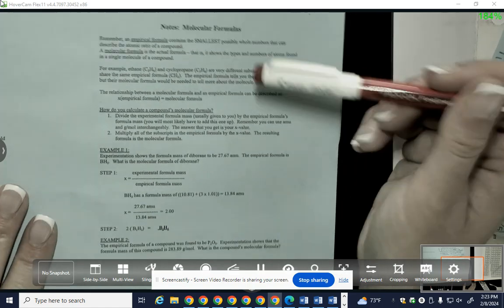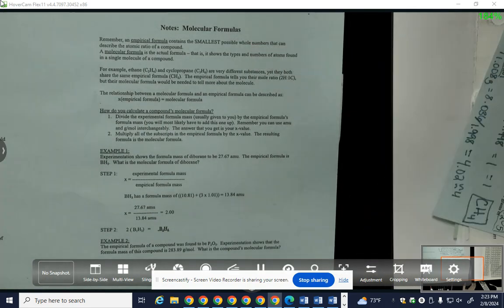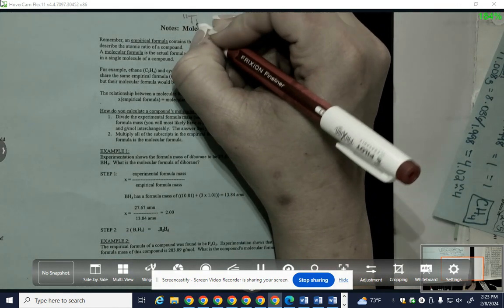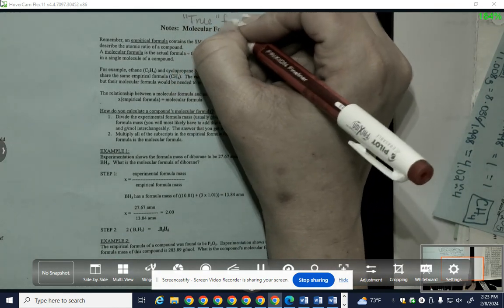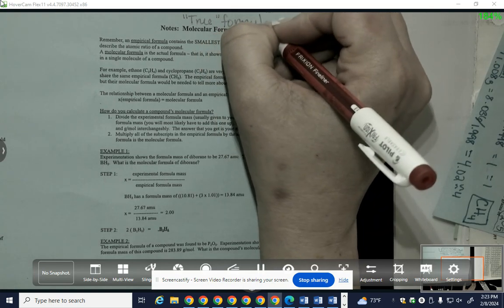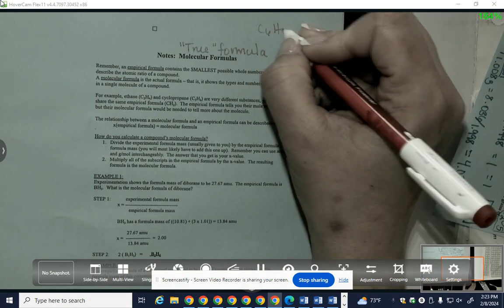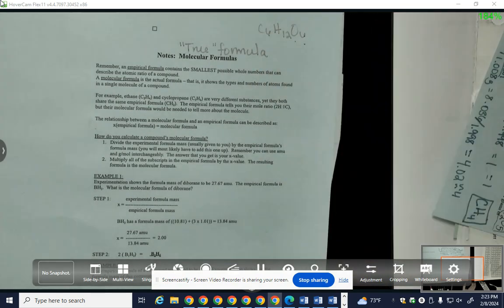Basically, if the other one was the simplified formula, the molecular formula is something known, or we call it the true formula. Okay? So the actual thing. That would be like our glucose, right? So C6H12O6. That is the actual formula.